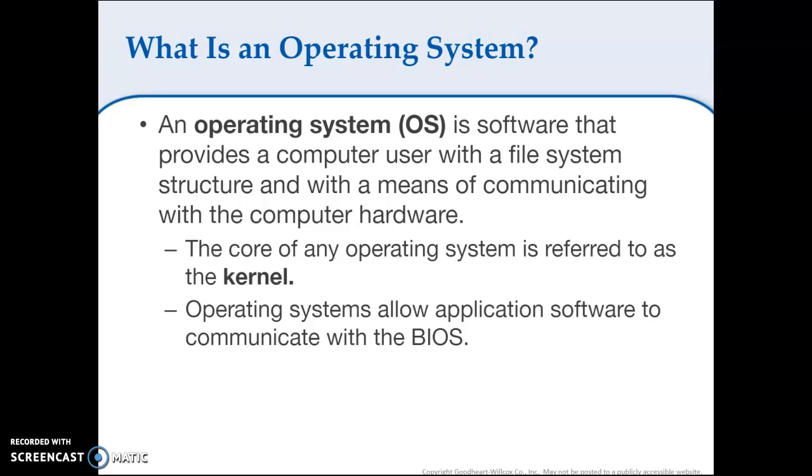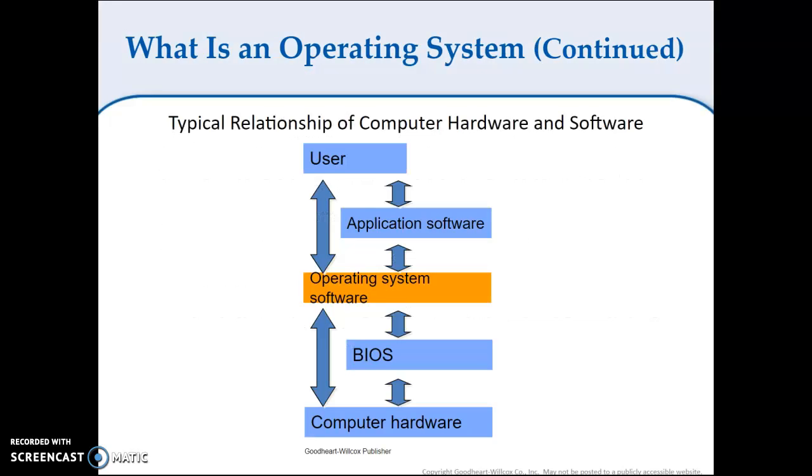Now, if we take a look at this graphic, you will see the typical relationship between the computer hardware and the software. The end points on each side are the computer hardware and the user. The user is going to use hardware to communicate with the software on the machine, and the go-between there is going to be the operating system. So the user may interact directly with the operating system or through an application software, and hardware may also communicate directly with the operating system or through BIOS in order to communicate with the operating system.